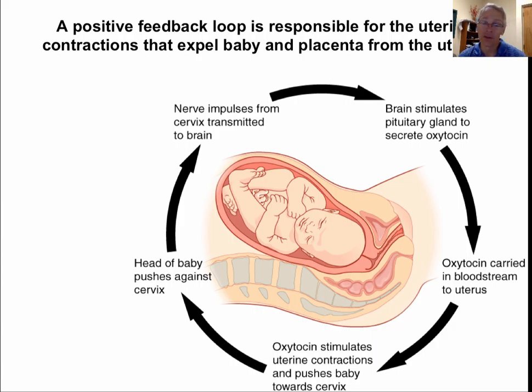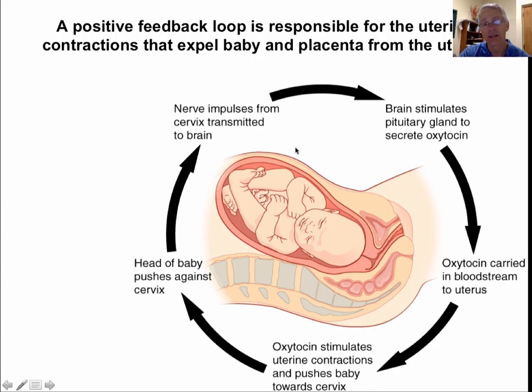With birth and the uterine contractions that are responsible for pushing the baby out of the uterus, we want to keep pushing harder and harder until the baby is out. And that positive feedback loop leads to stronger and stronger and longer uterine contractions until the baby is born. And the sort of starting point, although this is a cycle, we can think of the starting point being the pressure of the baby's head pushing against the cervix.